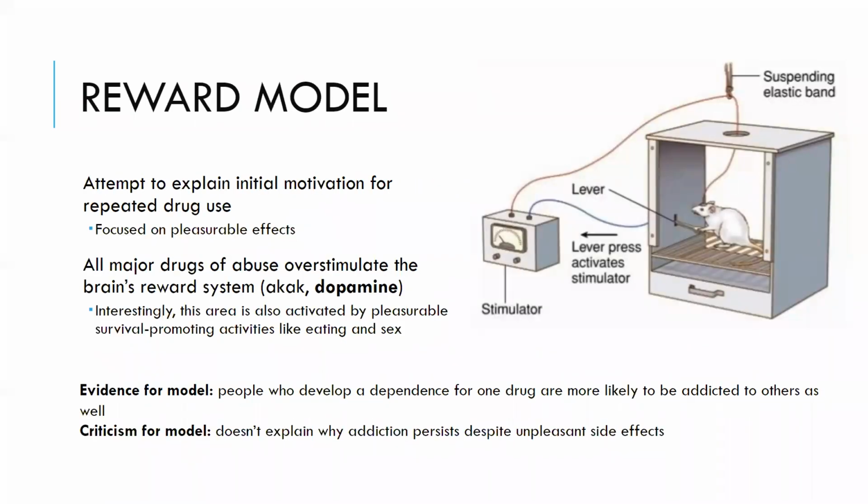The reward model does a nice job of explaining how addiction could emerge in the first place. So this is a nice model that complements the biomedical model. This model attempts to explain the initial motivation for repeated drug use, i.e. the pleasurable effects. So it focuses on the elements of drug use that are pleasurable and how that could encourage a person to keep coming back for more, so to speak.